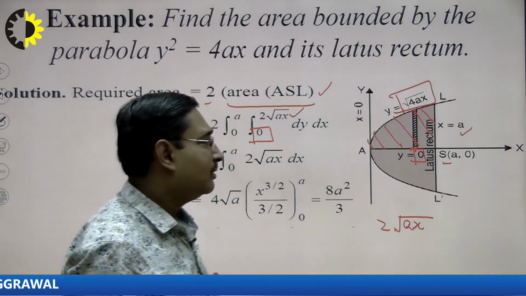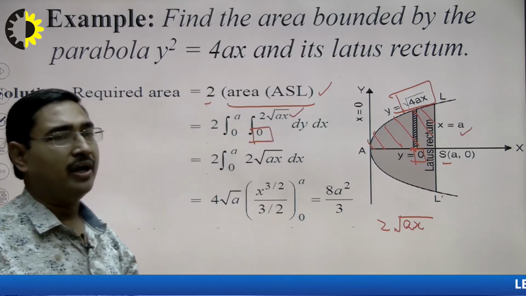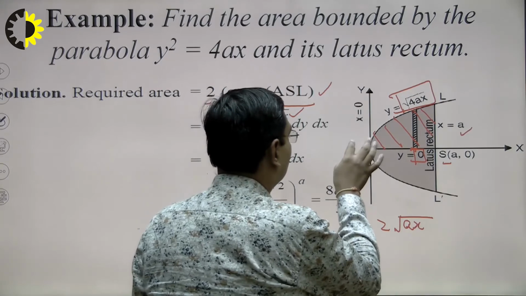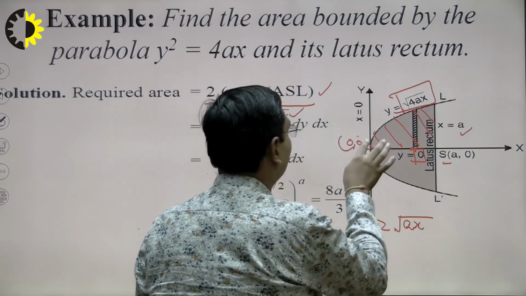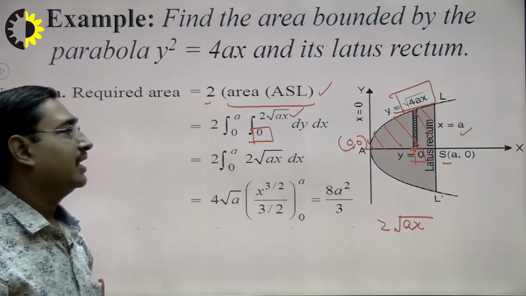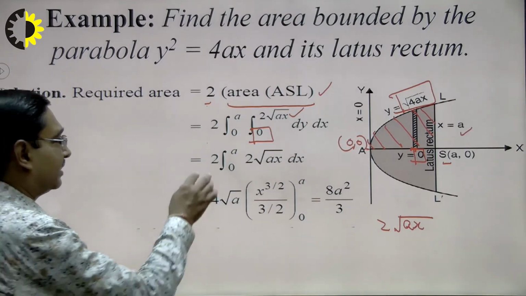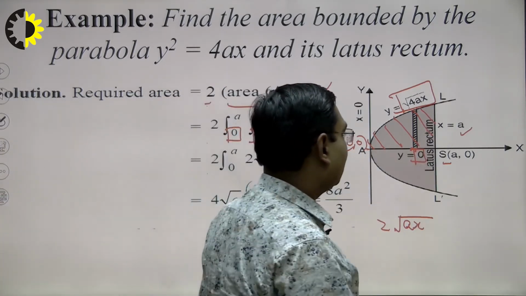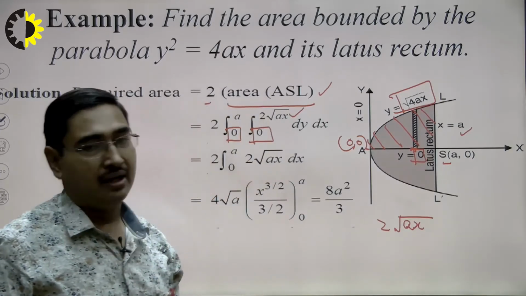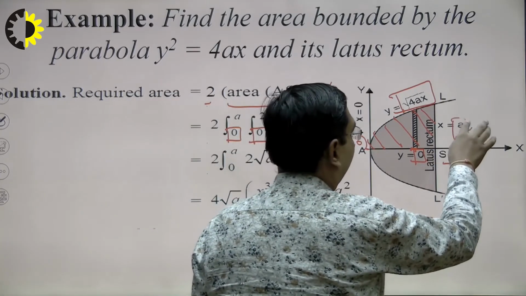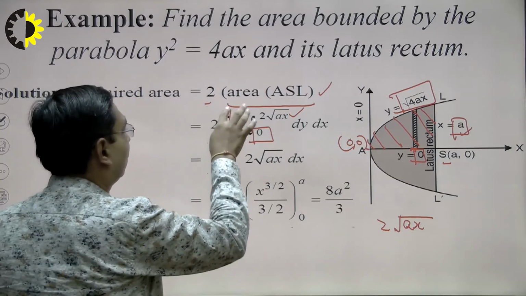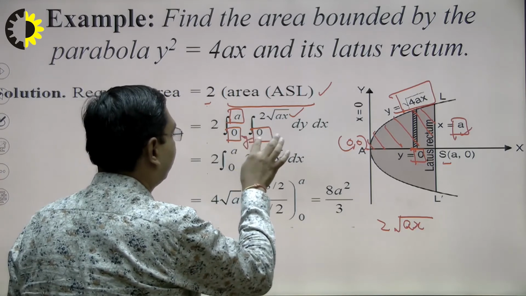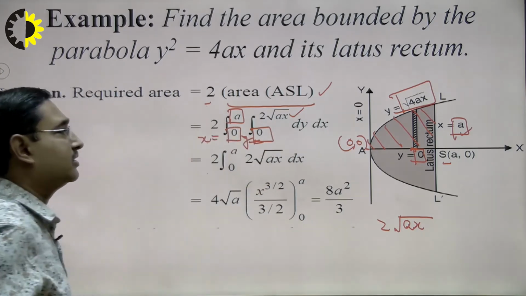Now, to find limits of x, we shall use extreme points of this region. This point A is in fact the origin. So, this is 0, 0, and the value of x at this point will be the lower limit of x. So, the lower limit of x is 0. The rightmost point lies on this line x equal to a. So, the value of x is a, and therefore, the upper limit of x becomes a. These are limits of y and these are limits of x.